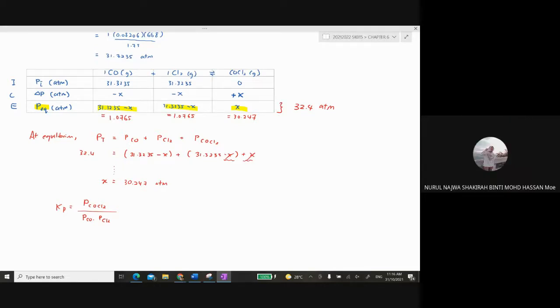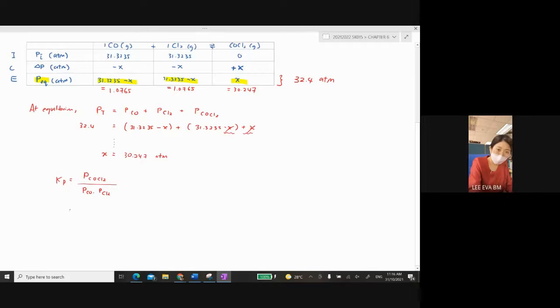Yes. Okay, so we just fill in the values. And remember, K refers to the equilibrium constant. So if you want to find anything related to equilibrium, it should be found in this column E. So we substitute the product 30.247 divided by 1.0765 times the pressure of Cl2, 1.0765 as well. So finally, you will come up with 26.1. You also need to calculate that, just in case Madam calculated wrongly. So you calculate too and see whether we made a mistake.